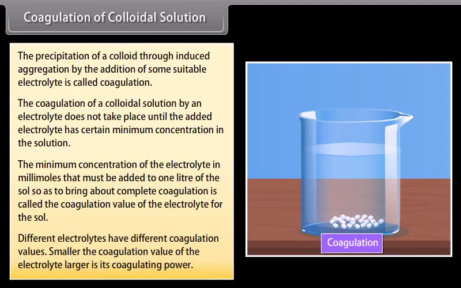Different electrolytes have different coagulation values. Smaller the coagulation value of the electrolyte, larger is its coagulating power.